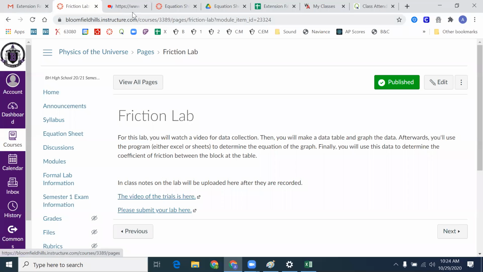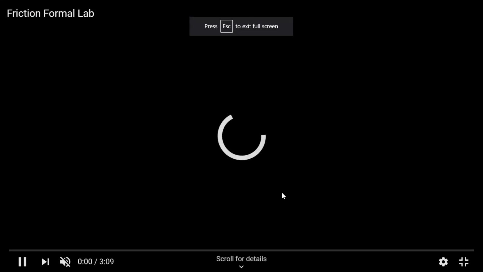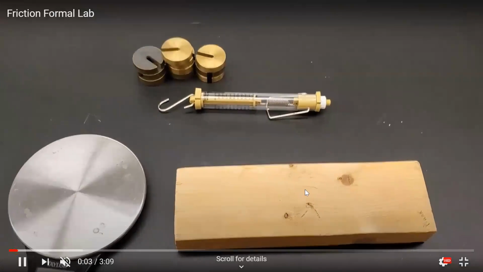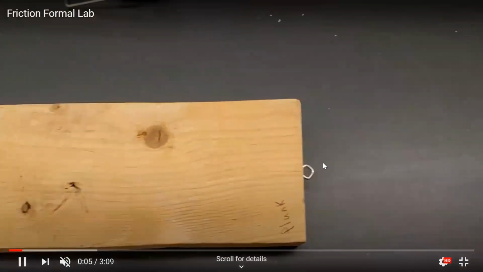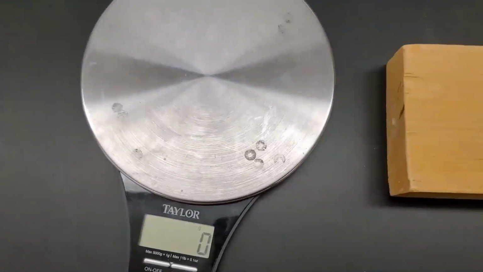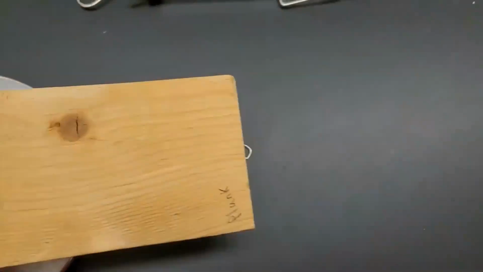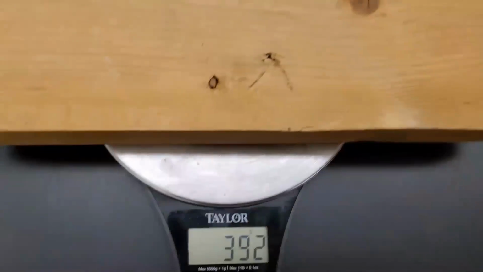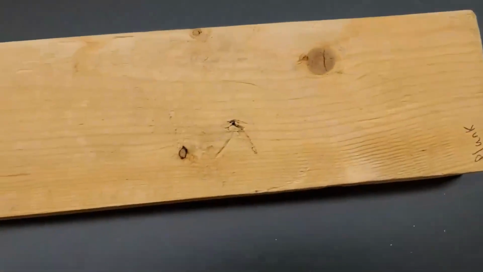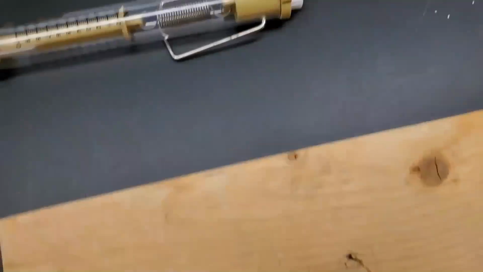Now, the video of the trials is right here. It is a very boring video, but it does serve its purpose by outlining what's happening in the lab. You have a block here of a known mass, which you're going to see in a second. You take that block, and this block was put on the scale, and it reads a mass of 392 grams. You'll need to convert those grams into kilograms. To do so, you divide by 1,000.